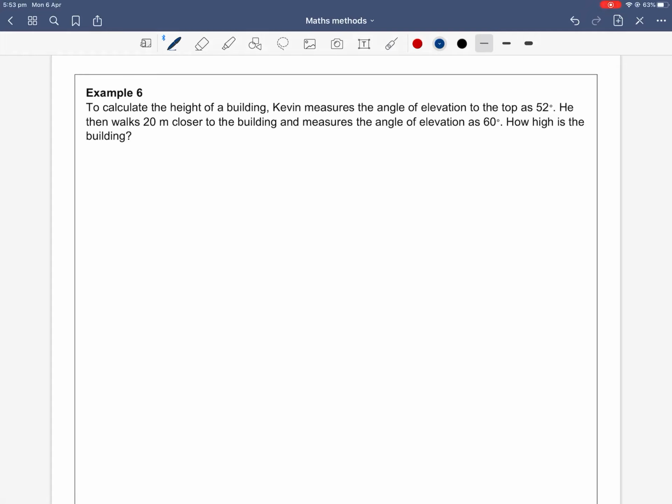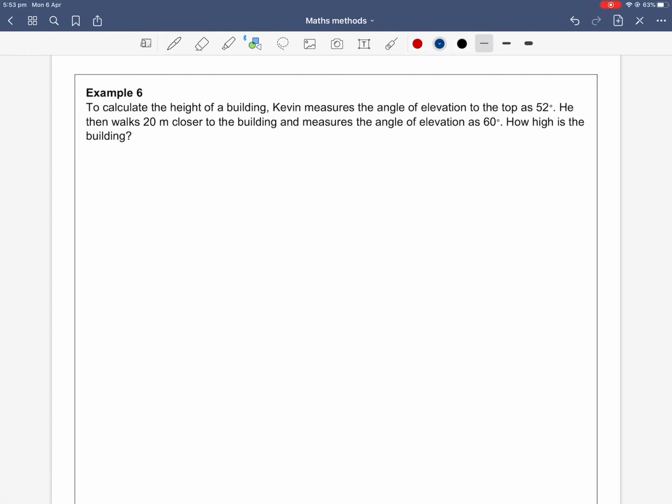Okay, let's look at example 6. To calculate the height of a building, Kevin measures the angle of elevation to the top as 52 degrees. He then walks 20 meters closer to the building and measures the angle of elevation as 60 degrees. How high is the building?